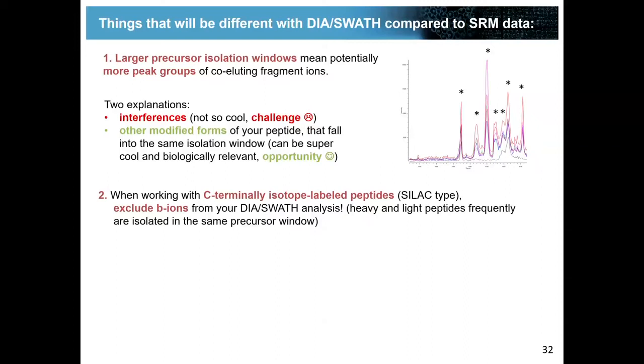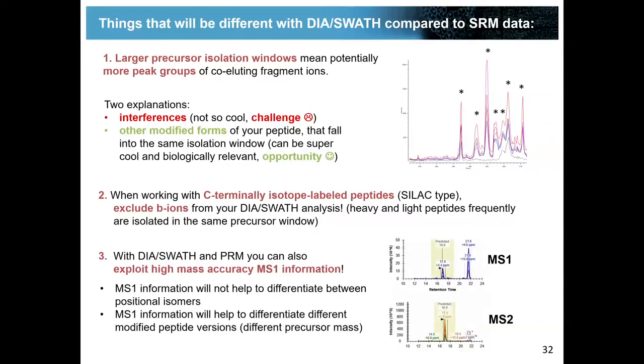Is it clear? Yeah? Okay, and then there is the third thing that is also a bit different from DIA or PRM data compared to SRM data, and that is we have MS1 information. And I think also Alexei stressed this a lot already. You have this additional MS1 information, and this additional MS1 information, again, in the context of PTMs, can be very, very, very useful for you, and you can use it.